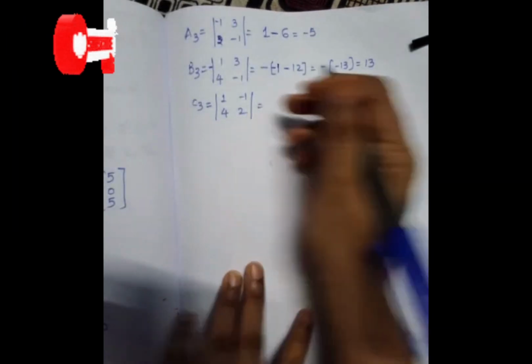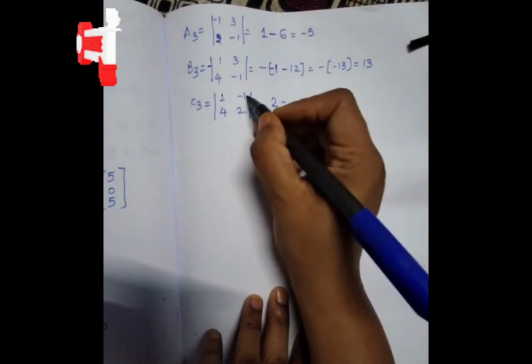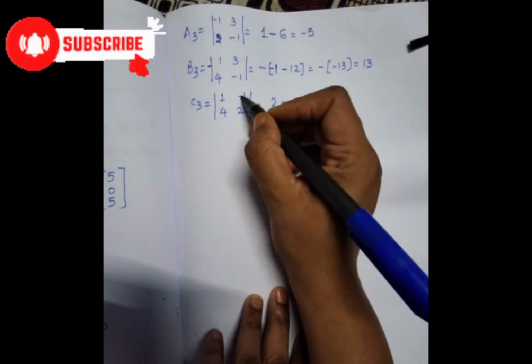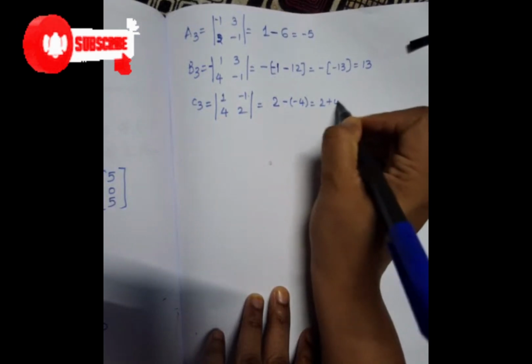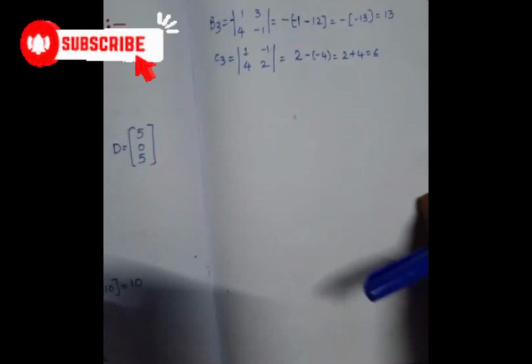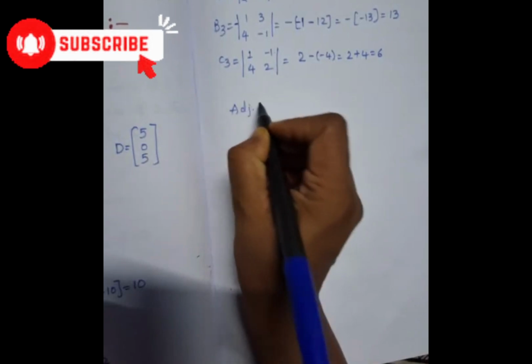Okay, now 1 2s are 2, minus of 4 ones are 4, 4 into minus 1 means minus 4, minus 4, this one is 2 plus 4 is 6. Okay, now we have got all determinants, so write down adjoint of A.